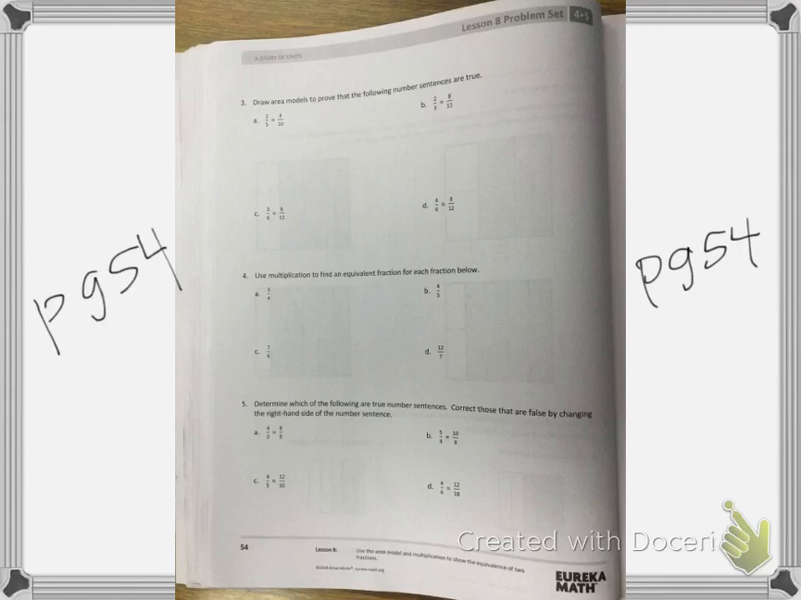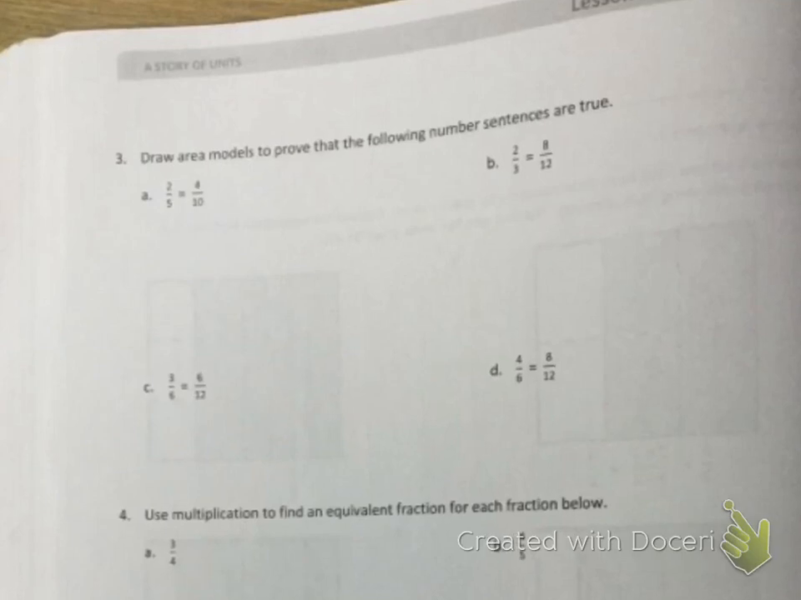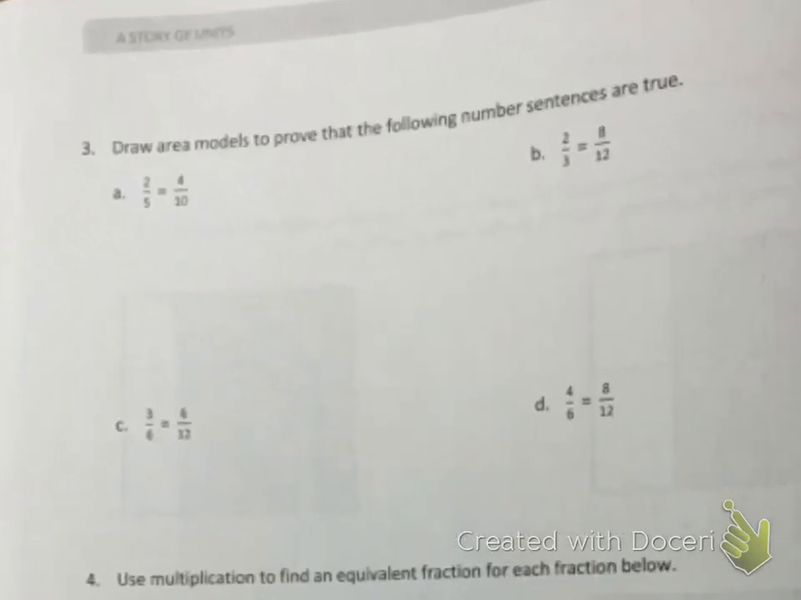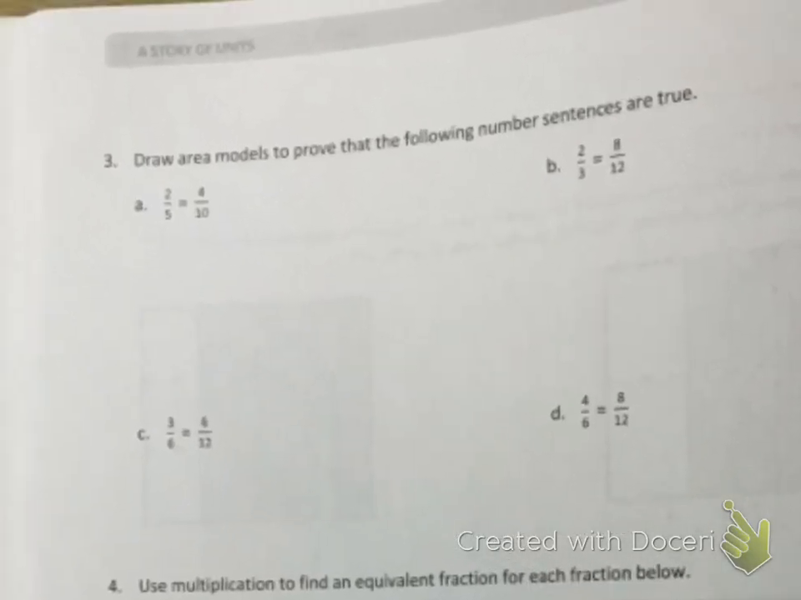We're going to be working on page 54 today, and we're focusing on still using area models and multiplication, but now we have to show that with equivalent fractions. So we just have to prove that the equivalent fraction is correct. Let me zoom in on these four here, and I'll give you an example really quickly of what we'll be working with. First, they want us to draw an area model of 2/5.